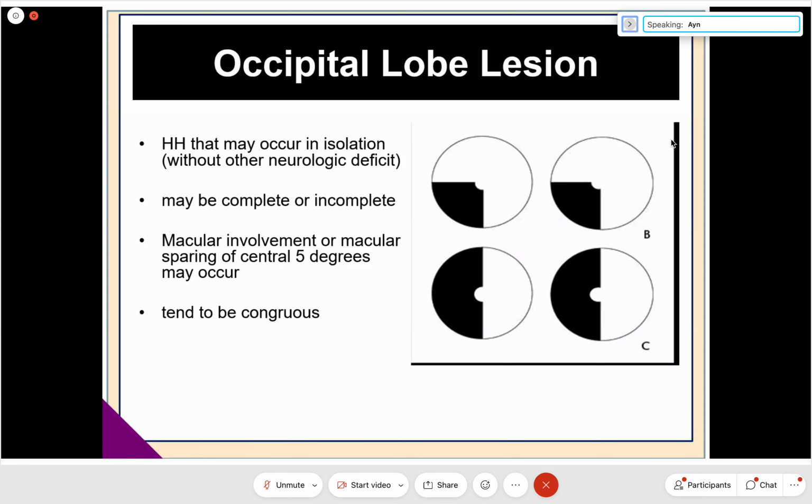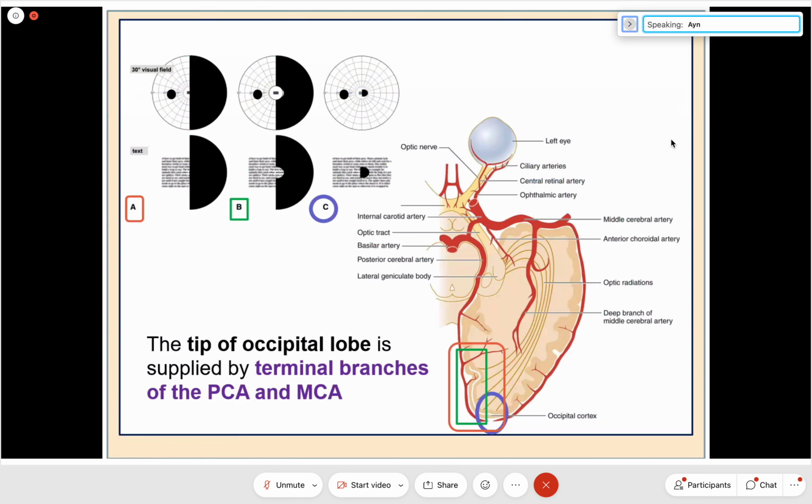Okay, so this is the visual field defect. It might affect the macula, the tip of the occipital, or not. So if the tip of the occipital is preserved, the patient can have macular sparing. So this is to describe further.